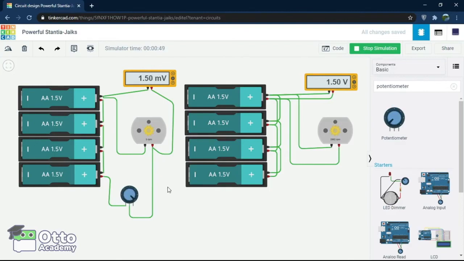With Otto Robot, when the batteries become exhausted, you will see the motor start to move slow or not move at all. This is when we need to change the batteries or recharge them.